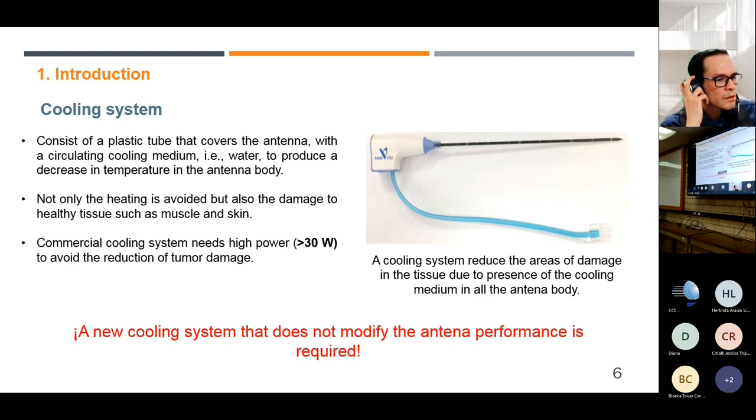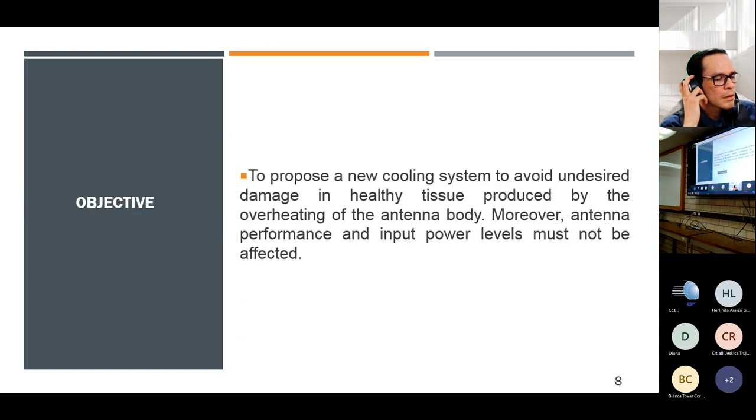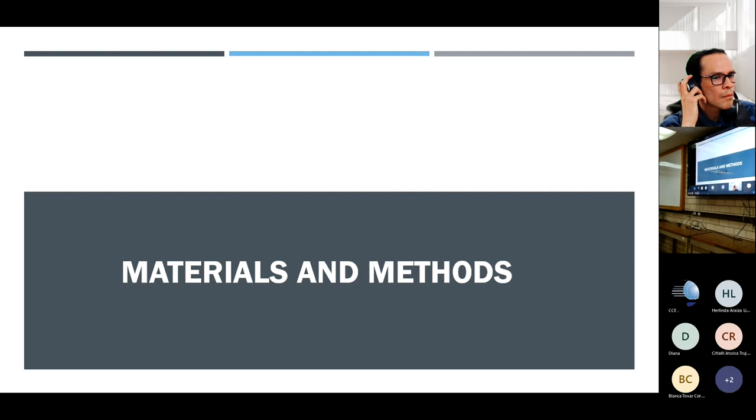For that reason, there is a need to design a new cooling system that does not modify the antenna performance, and where the ablation areas are similar. So what is the objective of this article? It is to propose a new cooling system to avoid undesired damage in the healthy tissue produced by the overheating of the antenna body. Moreover, the antenna performance and the input powers must not be affected by the incorporation of the cooling system.